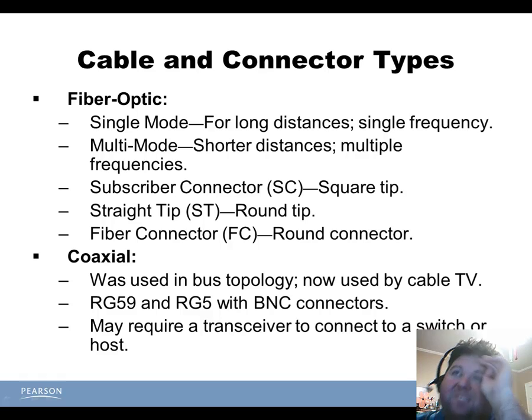So fiber optic is another option, and fiber optic is by far the fastest connection, but it's also the most expensive. And there are different types of connectors on fiber. An SC is a square tip subscriber connector, an ST is a round tip, and an FC is a round connector for a fiber connector. I personally did not get questions about fiber connections on this test. I did on the Net Plus, but not on the A Plus.